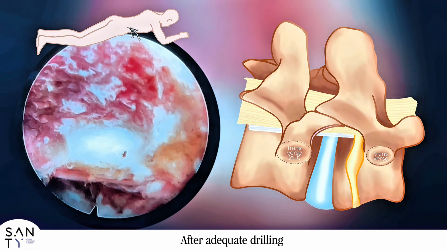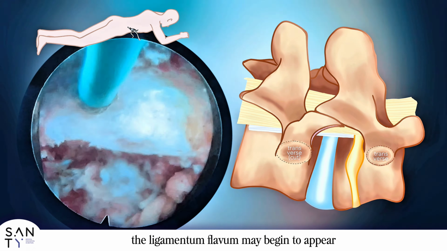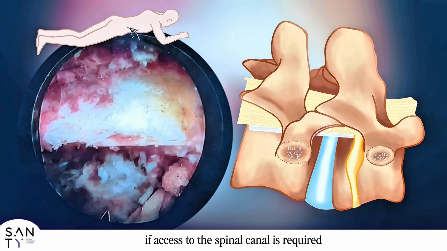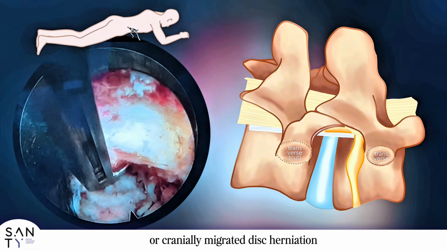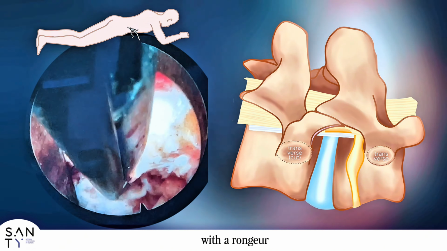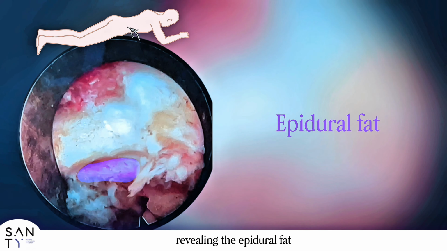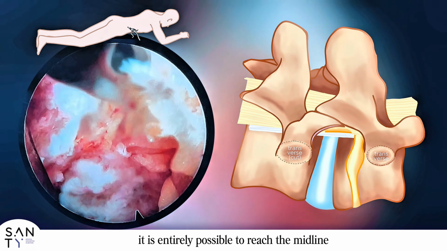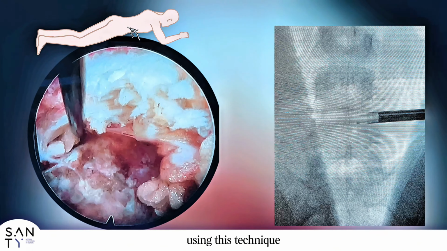After adequate drilling of the medial aspect of the SAP, the ligamentum flavum may begin to appear. If access to the spinal canal is required, for example in cases of paramedian or cranially migrated disc herniation, the ligamentum flavum can be resected with a rongeur, revealing the epidural fat. With meticulous drilling of the SAP, it is entirely possible to reach the midline using this technique.